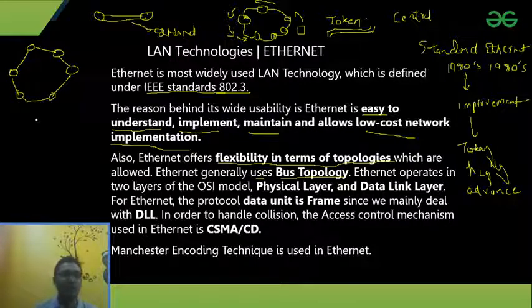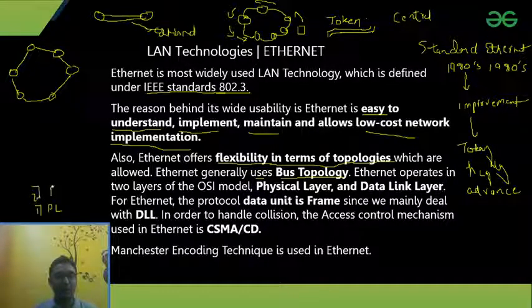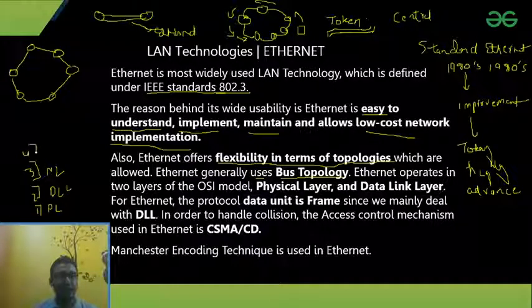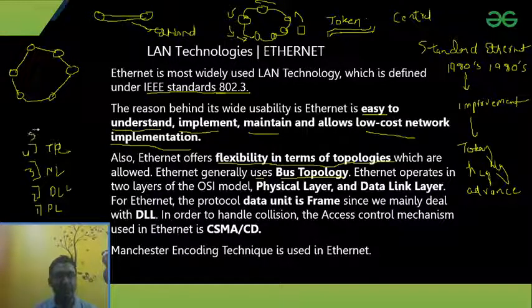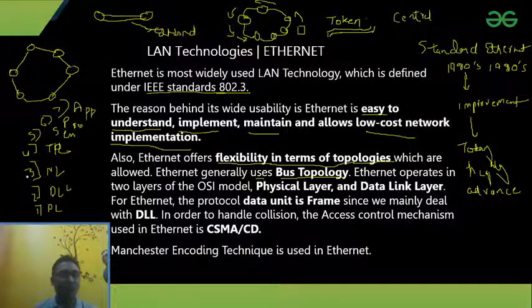And Ethernet operates in two layers. So what were the layers of the OSI model that we discussed? There were 7 layers: physical layer, data link layer, network layer, transport layer, and then these three layers which were not that important: session, presentation and application layer. Now Ethernet works in two layers, the physical layer and the data link layer.